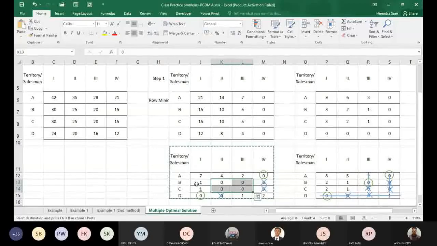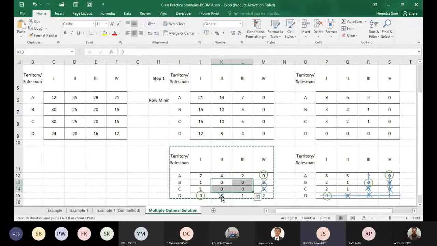Then I came to the second row, that is for salesman B. There were 2 zeros still left out. So there was a confusion, so I just left it as it is. Third row, again there were 2 zeros. So I left it as it is. Then I started column wise. So there was only 1 0. So I made an allocation. The minute I made an allocation, this 0 got cancelled.